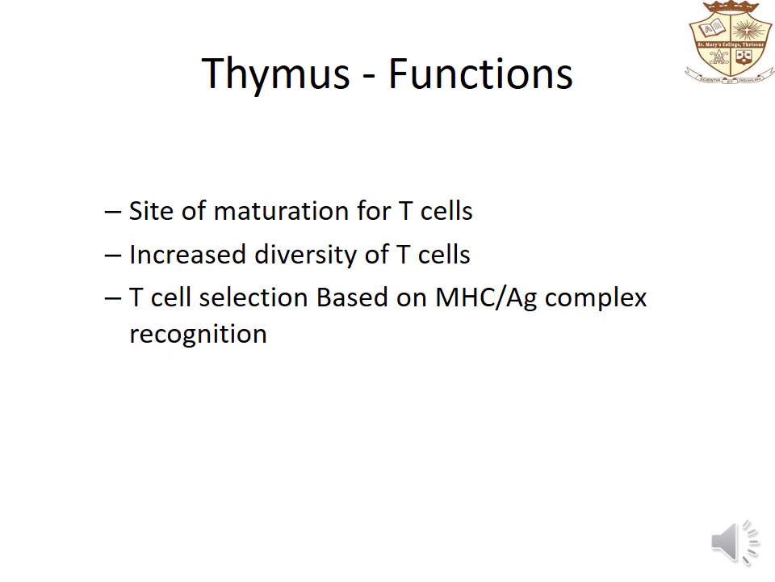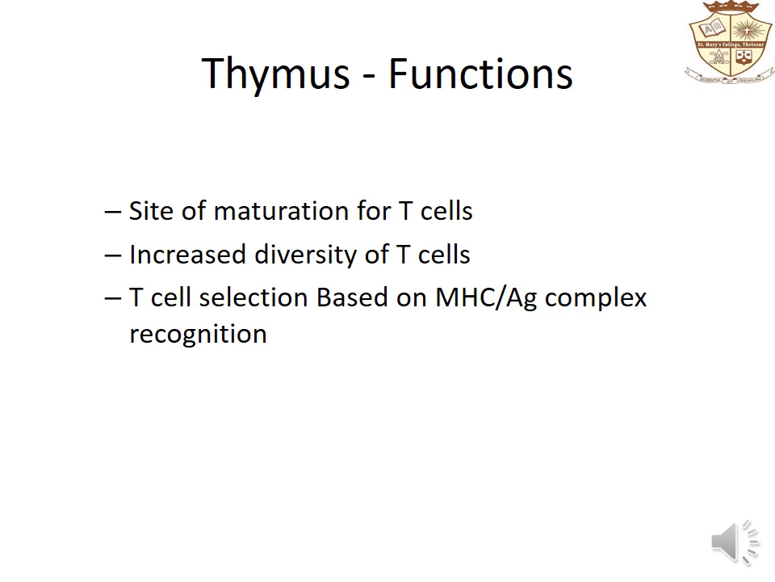What are the functions of thymus? The main function of the thymus is to allow the maturation of T lymphocytes so that they can interact with foreign antigens and protect our body from infections. During the maturation of thymocytes or the immature T lymphocytes, they develop T cell receptors. Only those T lymphocytes which are capable of recognizing foreign antigens in association with MHC or major histocompatibility complex will be allowed to mature in the thymus.